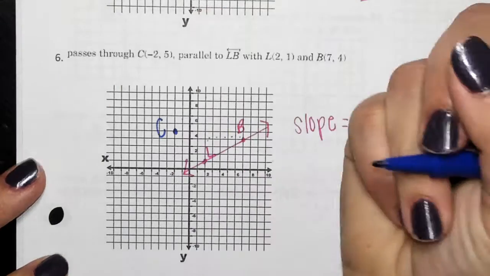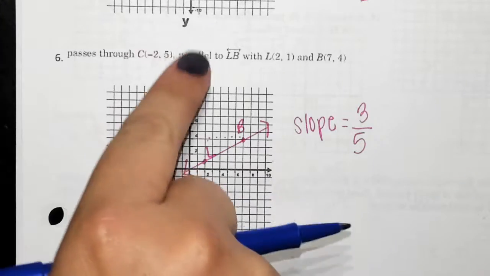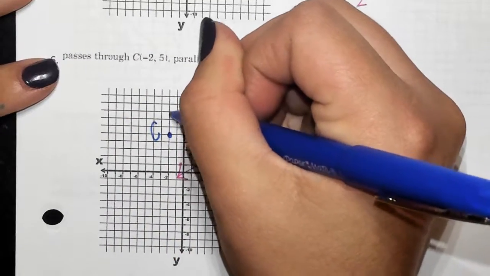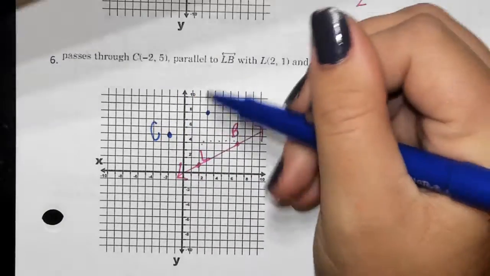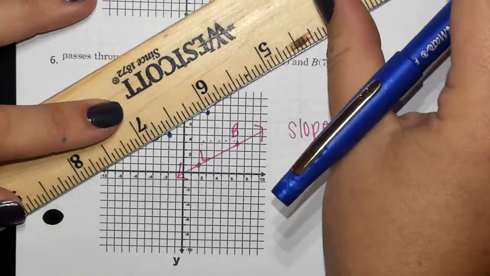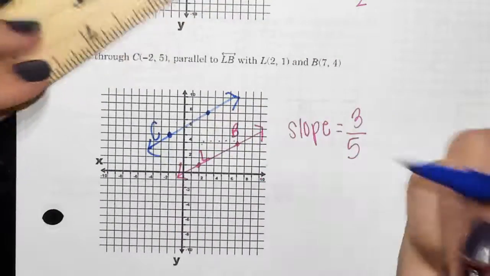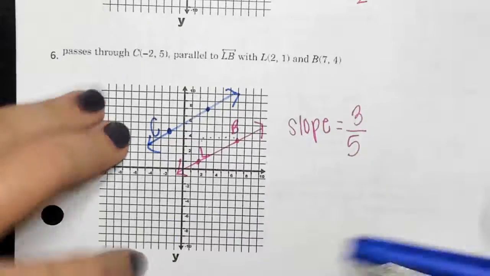So that's C. But I want another point so I can actually make a line. Well, it's parallel to LB, so it's going to use the same slope. So I'm going to go up 3 and over 5. And then we don't know what that point is called, so you don't have to label it. There you go. All right, you have 11 minutes.